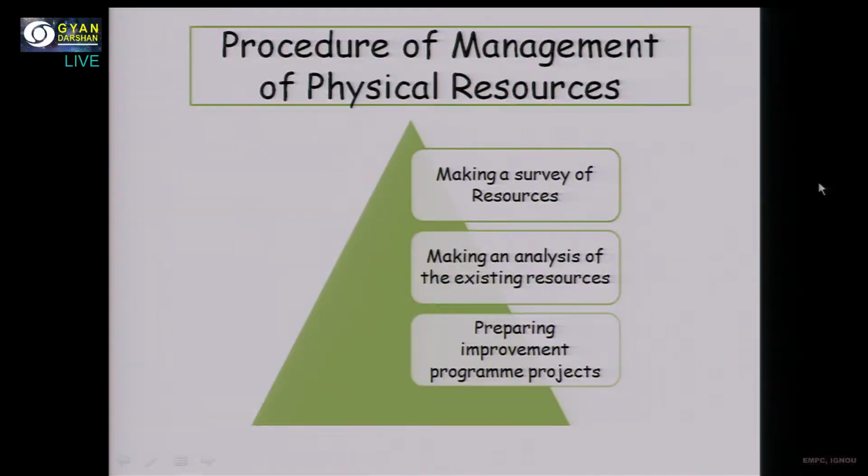Just having different types of resources in an institution doesn't serve the purpose. What is important is the efficient utilization of resources, and the efficiency and unity of the resources. When we think of human resources, we can see that efficiency and unity are an important aspect. Then comes the procedure of management of physical resources.